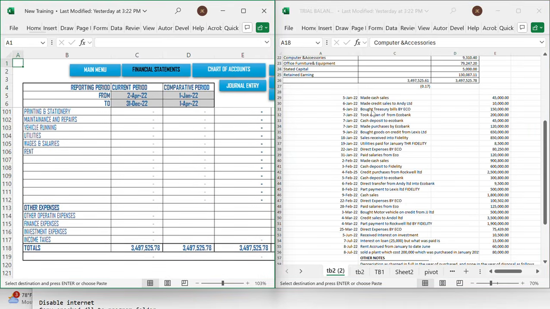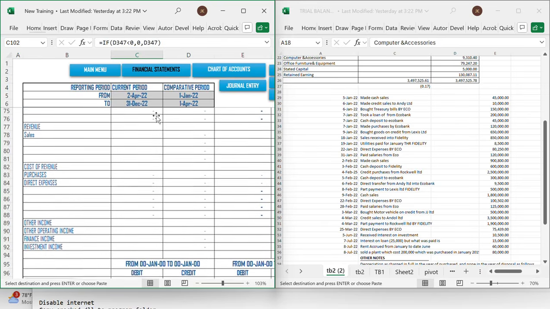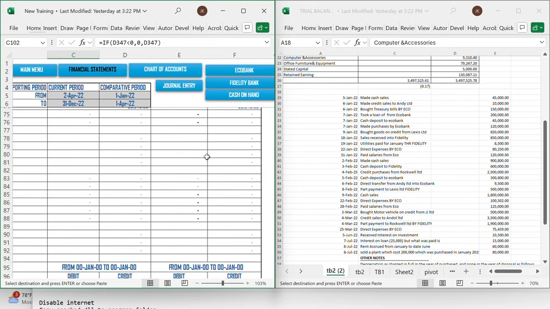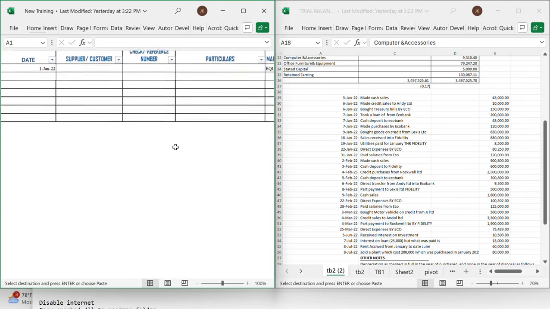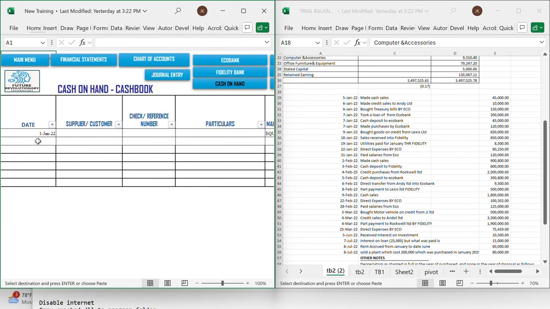So the first transaction is a cash sales of 45,000. Now this one is a cash sale. So which ledger are we going to make the entries in? Yes, you guessed right. So the cash on hand, right? So the date is 5th January. All right. So cash sales.